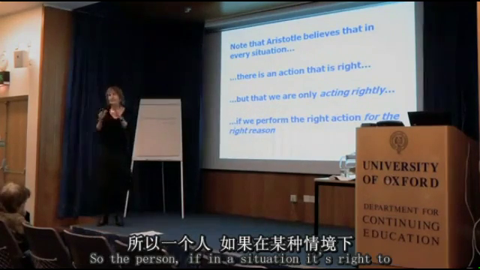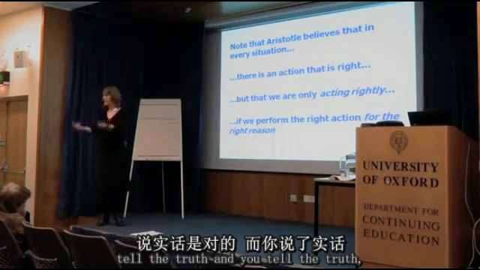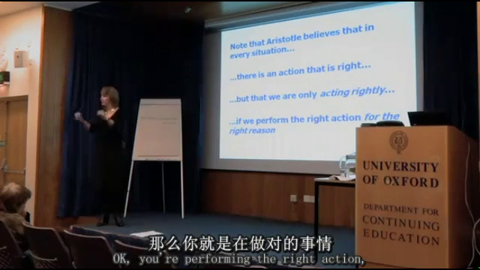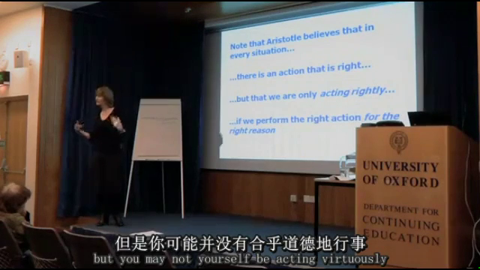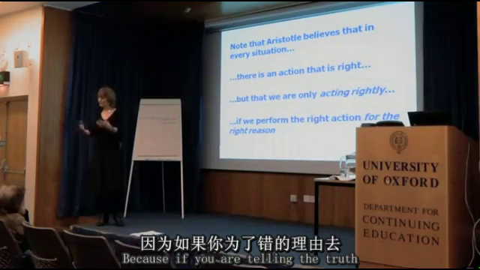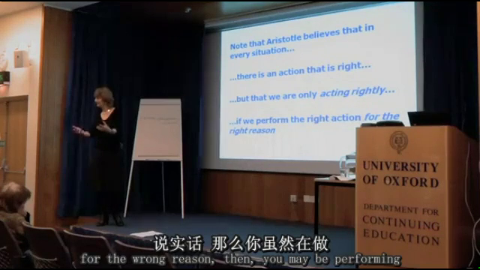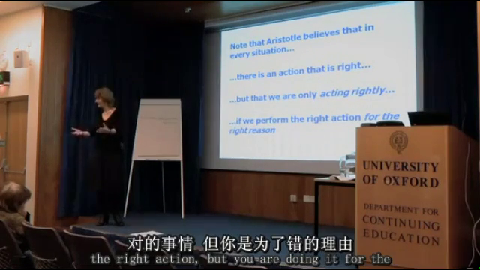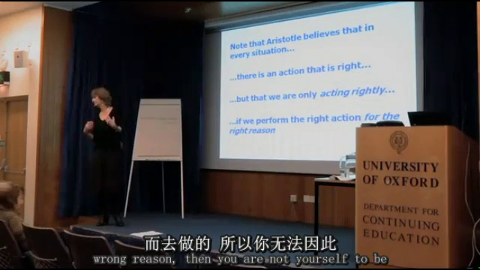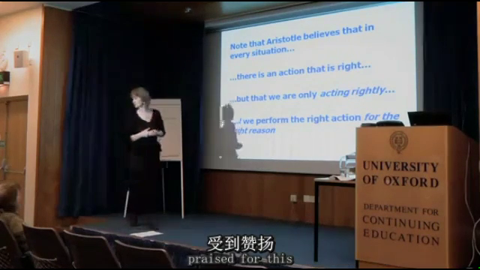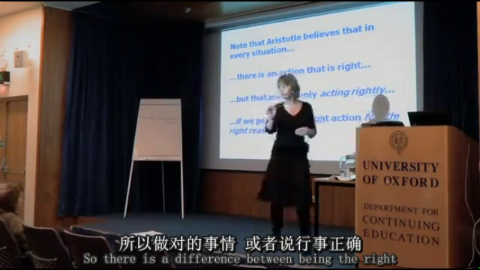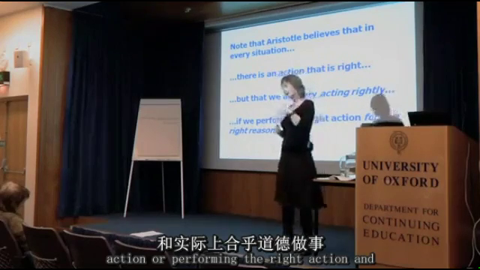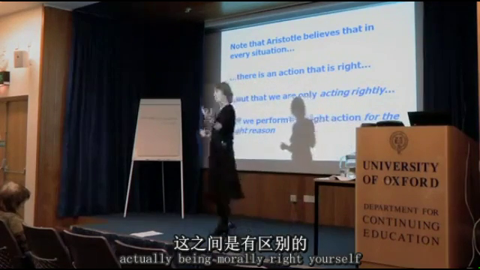So if in a situation it's right to tell the truth, and you tell the truth, okay, you're performing the right action, but you may not yourself be acting virtuously. Because if you're telling the truth for the wrong reason, then you may be performing the right action, but you're doing it for the wrong reason, and you are not yourself to be praised for this. See again what I mean? So there's a difference between performing the right action, and actually being morally right yourself.